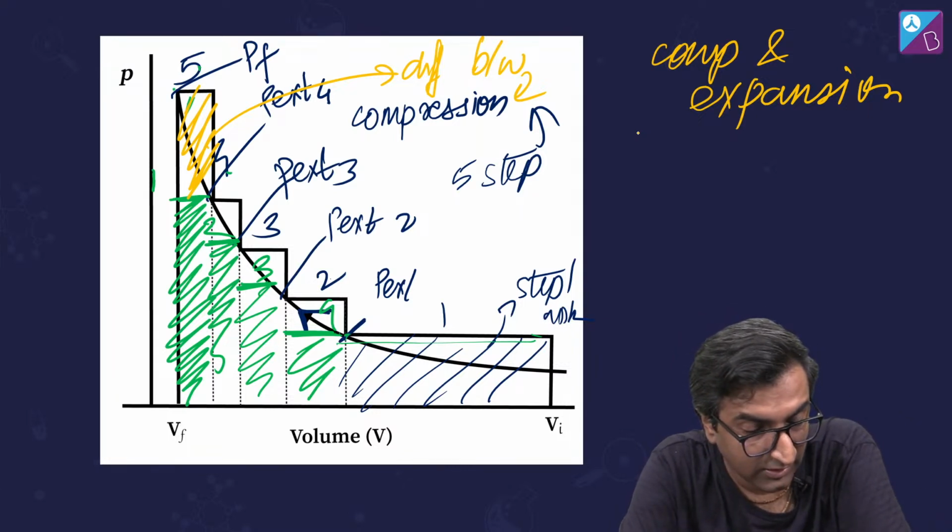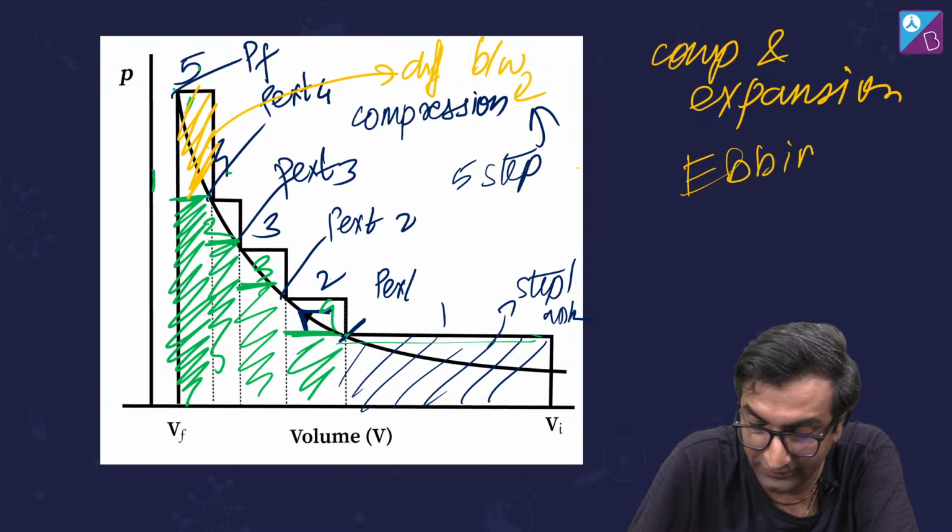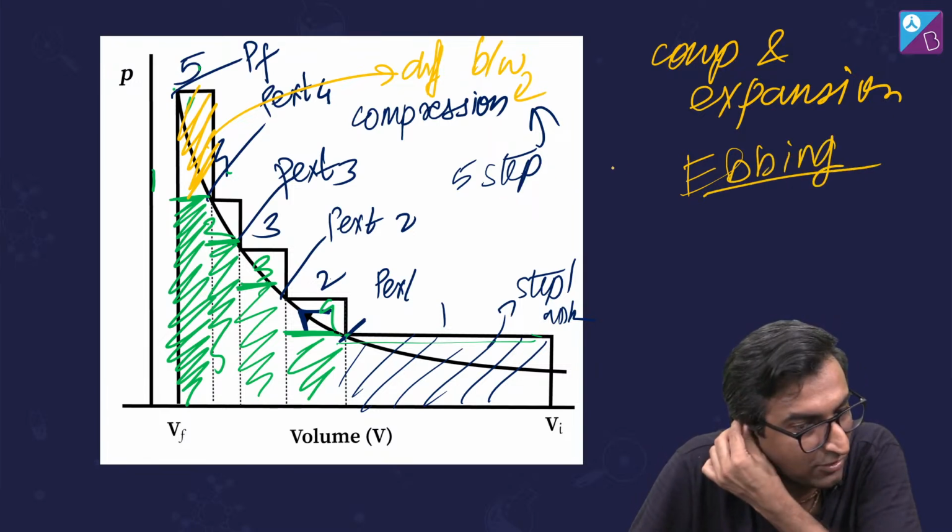Yeah, Pooja, Ebbing, I told you Ebbing is a good book. Any doubts on this, Ram? How to calculate the work done in reversible process and all of that?